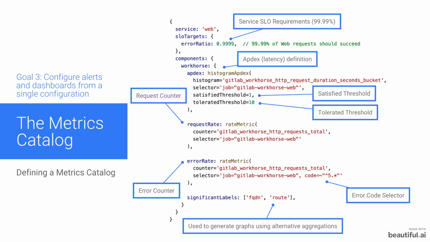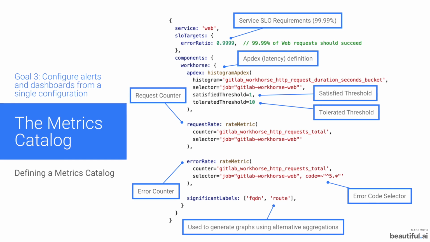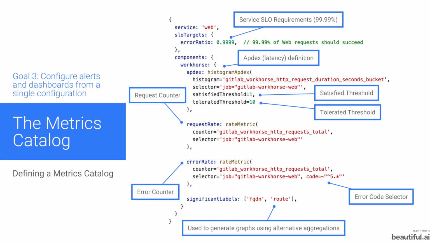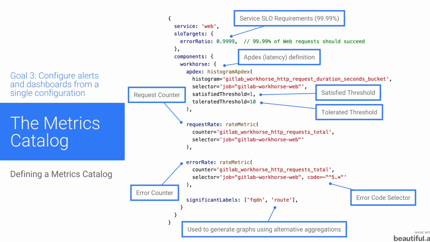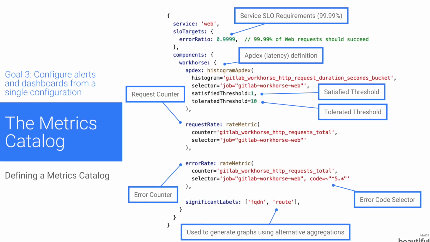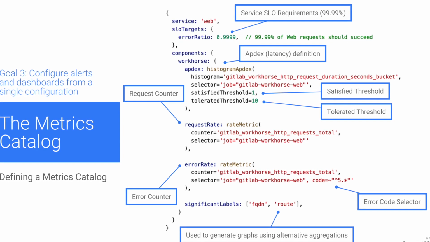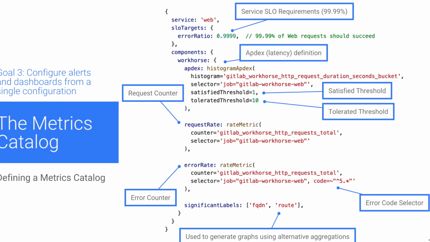So if you imagine each service would have a simple JSON file within the metrics catalog, and we'd have an agreed service level objective for each metric. So error rate might be 0.9999, as in the case of this example, or we might want 0.95, which might be more reasonable.